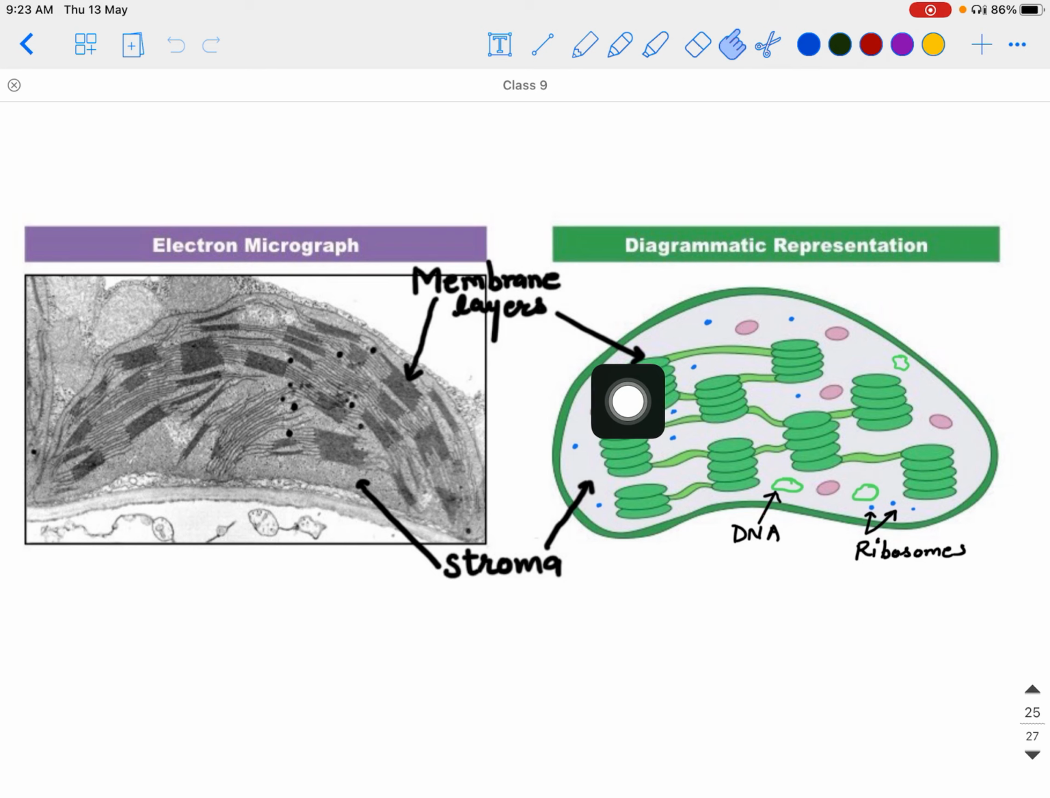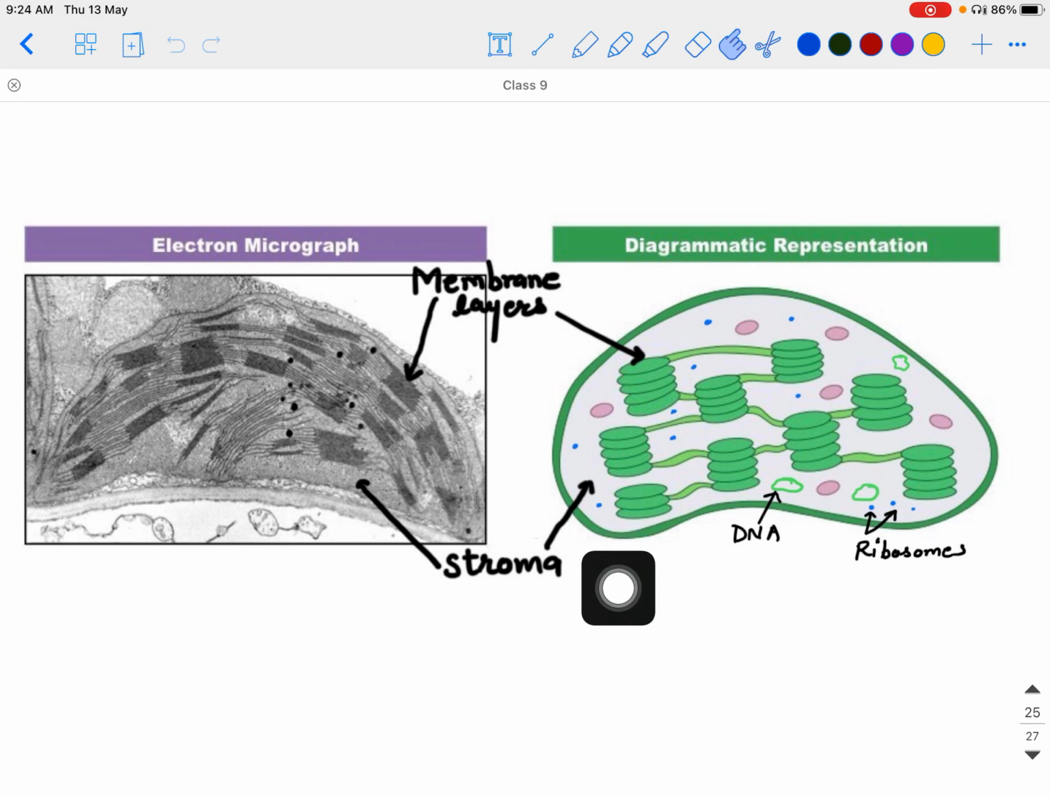Let's see. You can see some stacks here. Round disc-like structures are there, and there's a stack of disc-like structures. They are made up of membrane layers. Here you can see many membrane layers are present. When we draw a diagram, we can make them like this, disc-like structures, and each disc is hollow from inside. This disc is called thylakoid. Now you can see many discs, many layers are there.